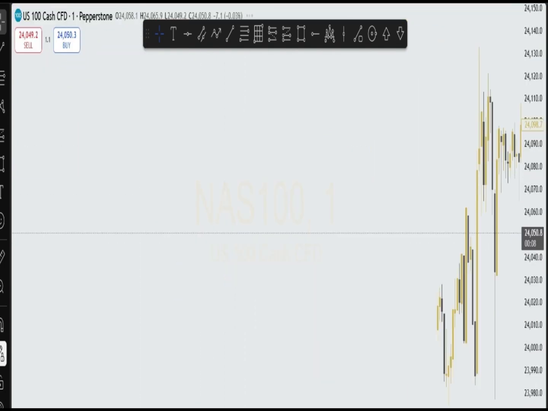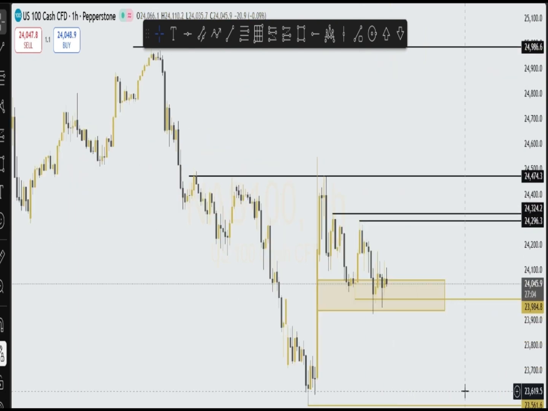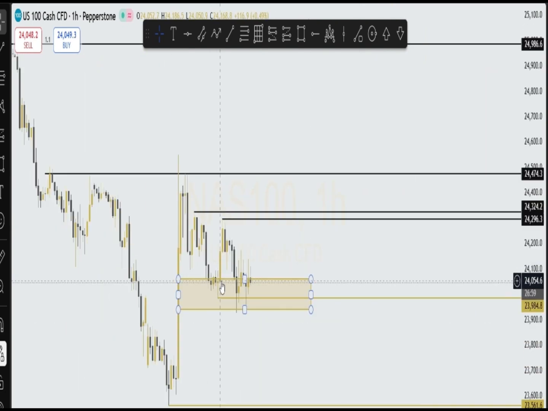Going to Nasdaq, it was a bad trade because we caught a moving train. So yeah, I wouldn't really advise on Nasdaq like that.